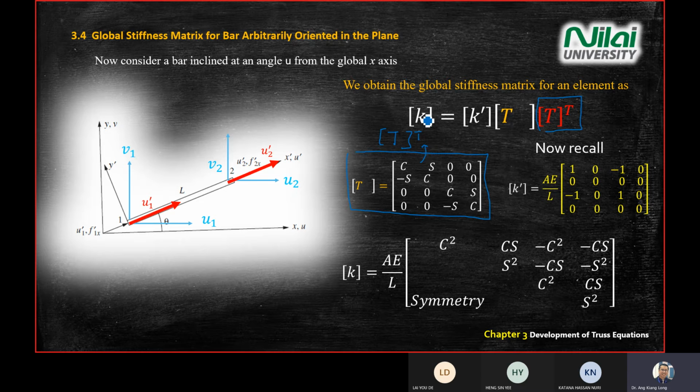So when you do the matrix calculation, at the end you arrive at the one that you see over here on the screen. So you will get K equal to AE, and you have C squared, CS, minus C squared, minus CS, S squared, minus CS, minus S squared, C squared, CS, S squared, and here will be symmetry.